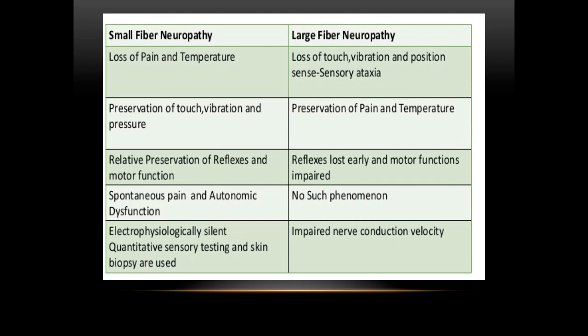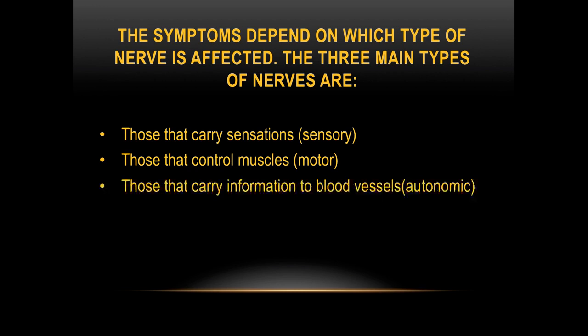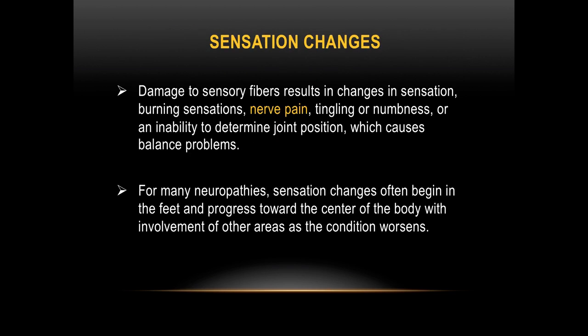And then when they do the electrodiagnostic testing, you will have a positive nerve conduction velocity test, affecting whatever nerve is affected from the neuropathy. So symptoms are dependent on what actual nerve is affected. We have different nerves in our body. We have sensory nerves, which carry sensation, motor nerves, which control muscles, and autonomic nerves, which carry information to the blood vessels. So if your sensory fibers are affected, it's going to create things like tingling, numbness, sometimes, again, balance issues, the sensory ataxia that I mentioned.